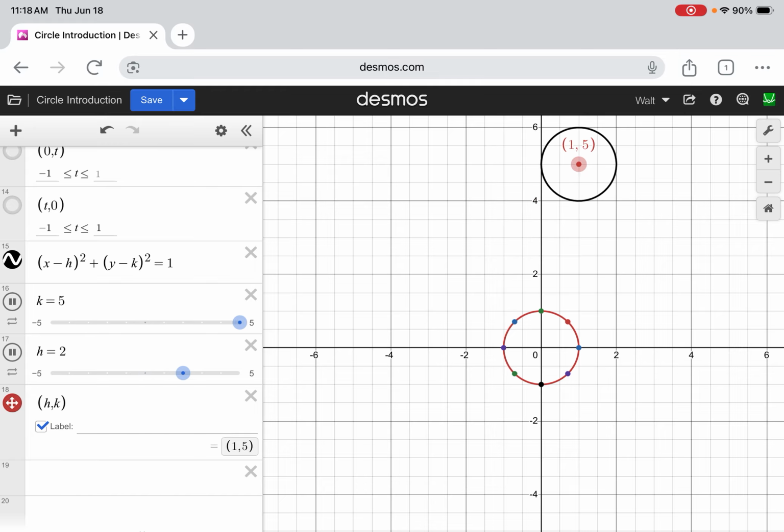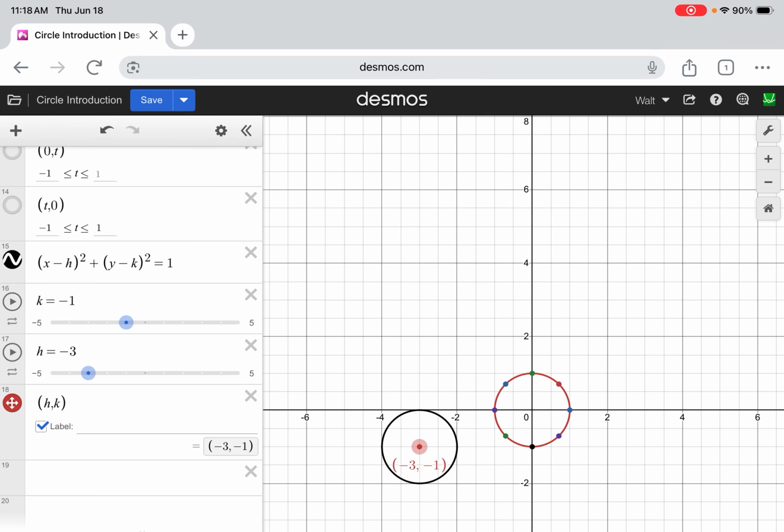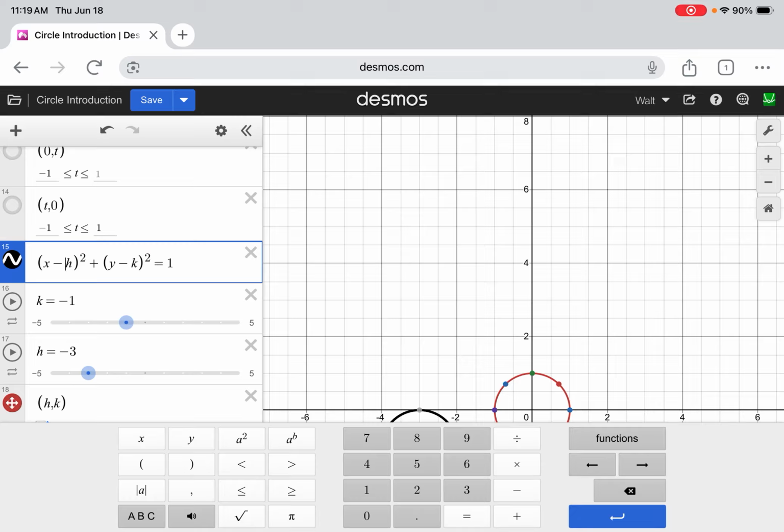And here's what happens with this circle. Let me pause it. This circle that we were moving around is of radius 1. But all I've done is take that circle that was centered at the origin and just move it. Now, how did I move that circle around? Well, I didn't just say x squared, I said x minus something, all that squared.